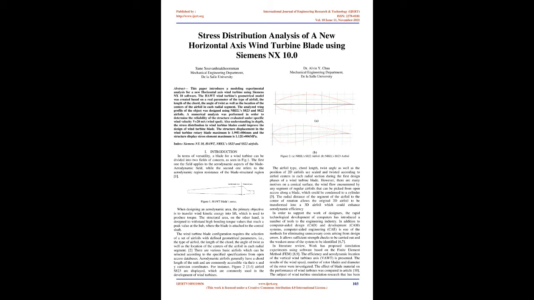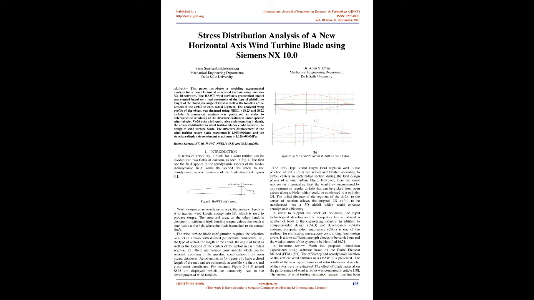The wind turbine blade configuration requires the selection of a set of airfoils with defined geometrical parameters, i.e., the type of airfoil, the length of the chord, the angle of twist, as well as the location of the centers of the airfoil in each radial segment 2. There are various basic airfoils which can be selected according to the specified specifications from open access databases.